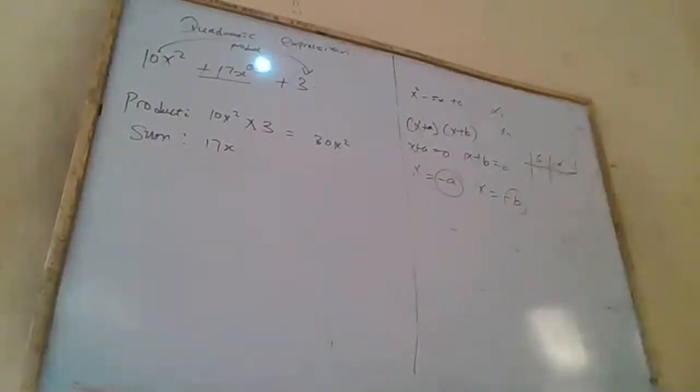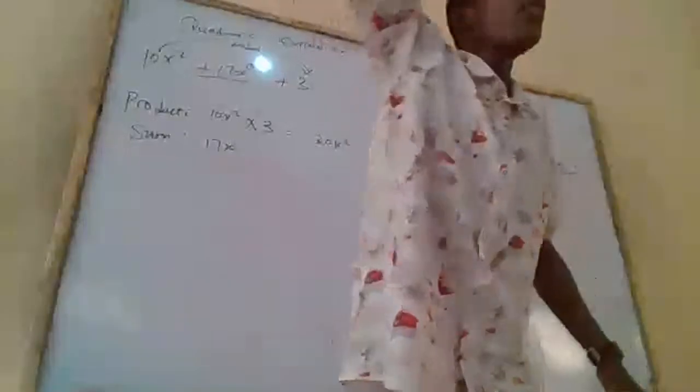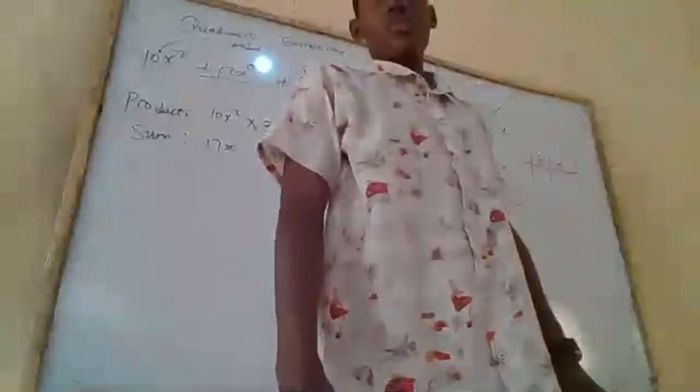Because the highest degree is what? 2. If I have a polynomial in which the highest degree is 3, how many factors will I have? 3 factors. If I have one of 4, how many factors? 4 factors. Are you understanding now?